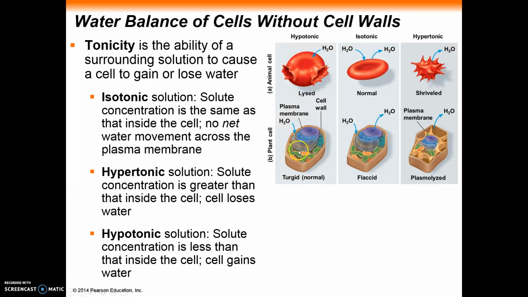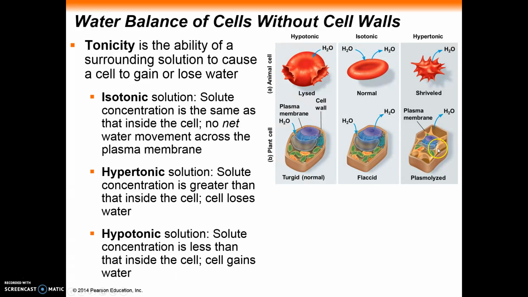This actually makes sense when you think about it. If you take a flower and you cut that flower and separate it from its source of water, it is going to become flaccid. It is going to start to wilt. And that's what happens when you're in an isotonic scenario.